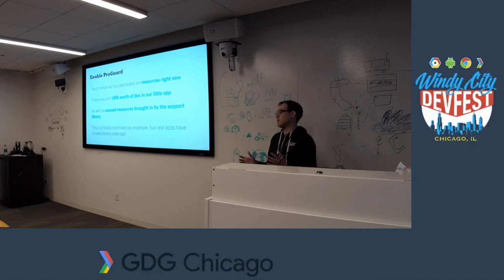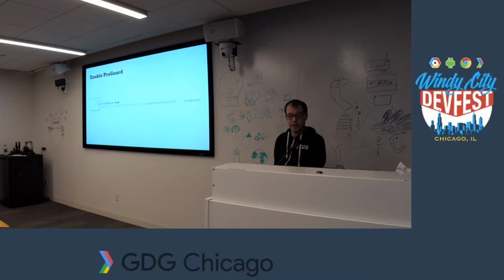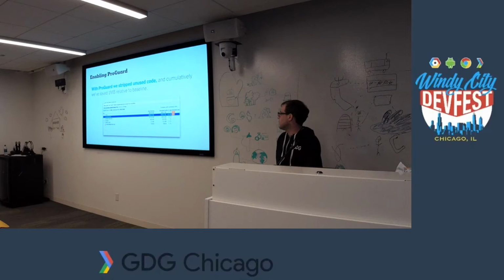So we'll go ahead and enable ProGuard in our build.gradle for a release build. And we run that, and obviously, because this is totally a toy example, we knocked out 700K of dex, give or take. And so now we're at 1.1 meg. So we've saved a meg relative to baseline by getting rid of all that unused code.